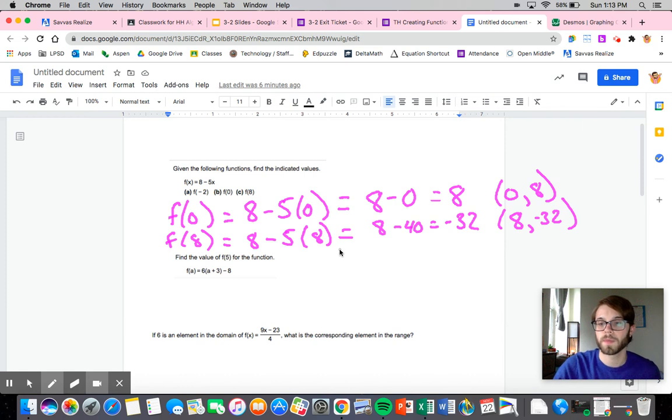Okay. All right. So you don't necessarily have to have a function rule in terms of x. You can use function notation where you have f of a. That's perfectly acceptable.